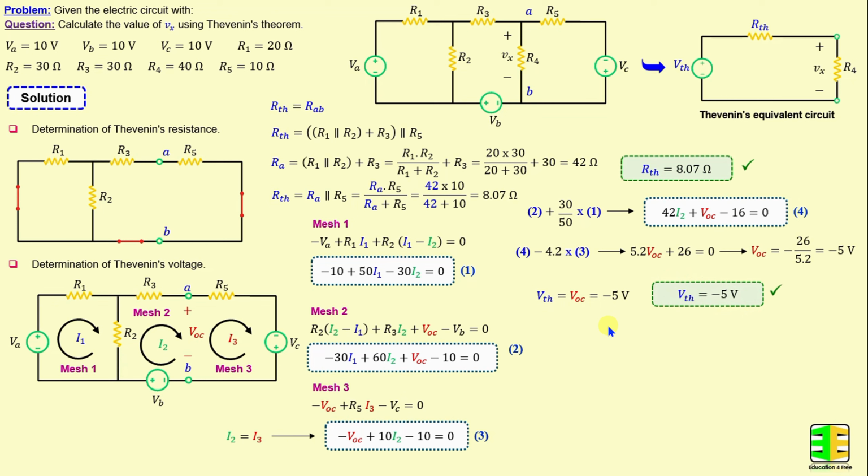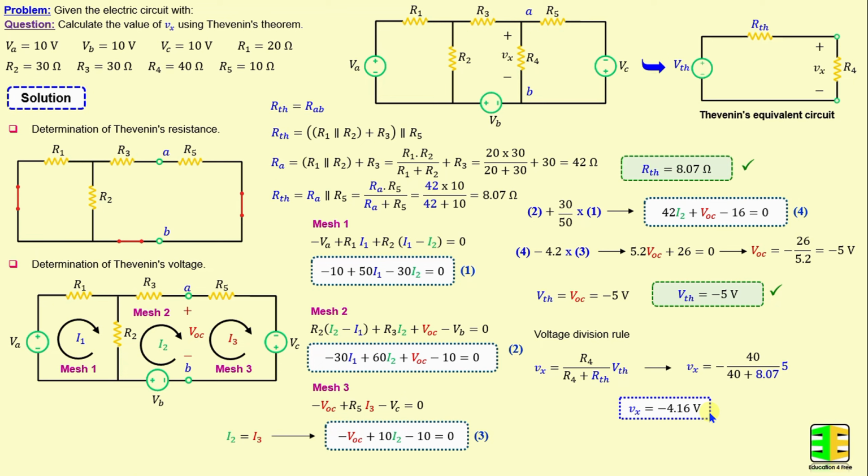Now, in order to calculate Vx, I'm going to use the voltage division rule. That means Vx is equal to R4 over R4 plus RTH times VTH. And if we replace R4, RTH and VTH with their numerical values, we obtain Vx is equal to negative 4.16 volt.